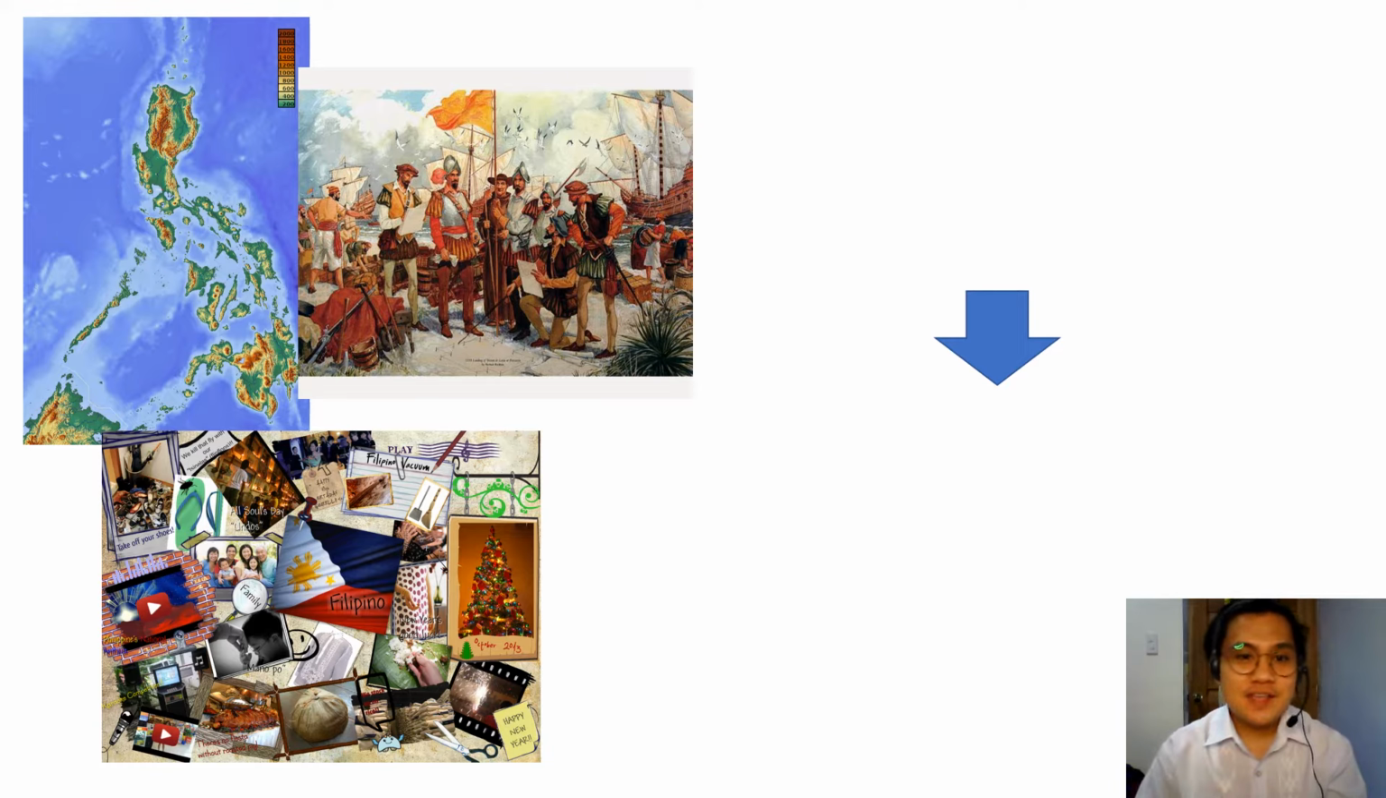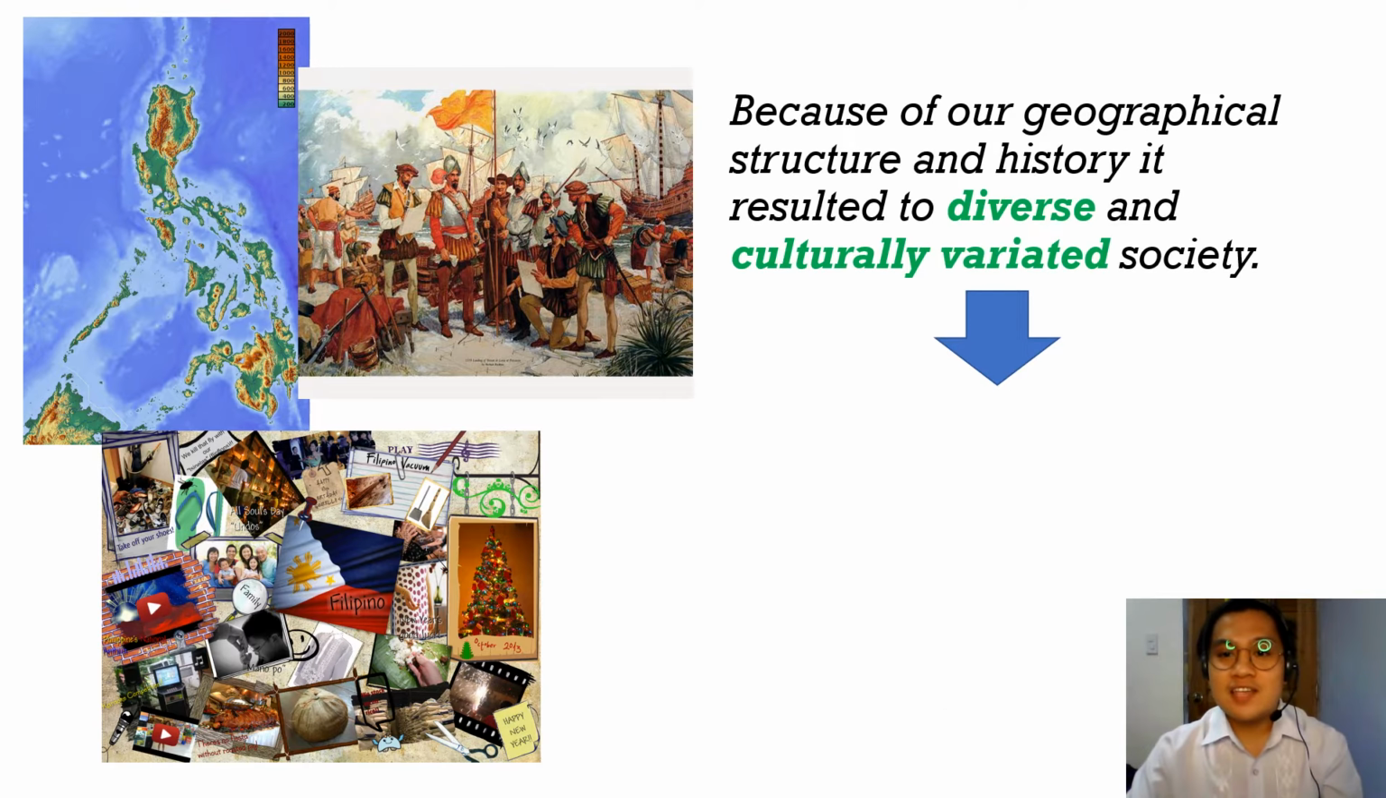So I have here different pictures that represent the Philippines itself. As you can see, I have here an image of the Philippine map and of course, different cultures from different regions of the Philippines and our historical findings. Because of this geographical structure and history, it resulted in a diverse and culturally varied society.